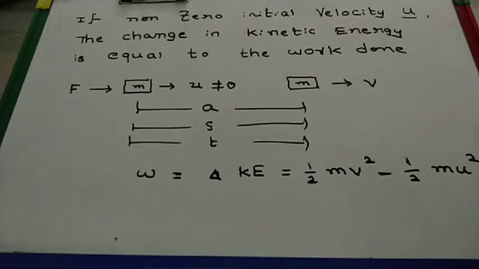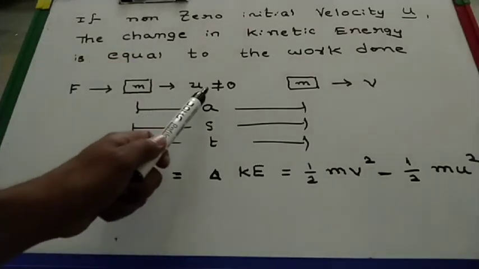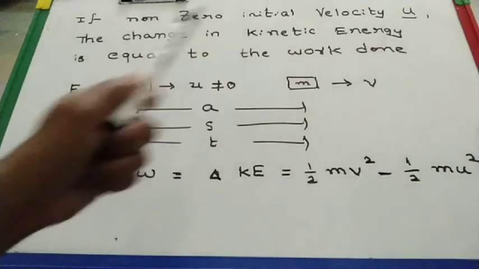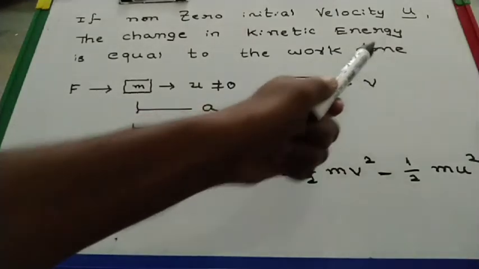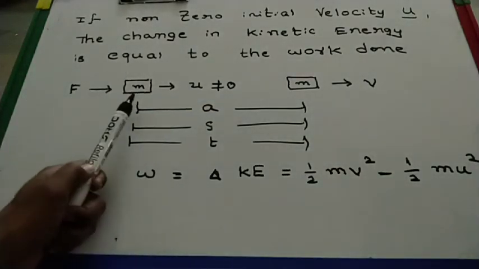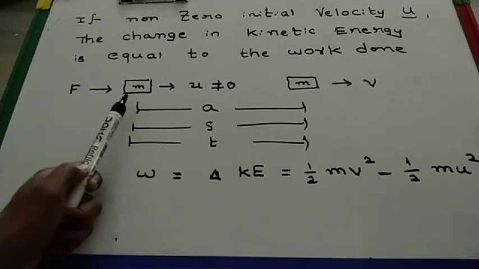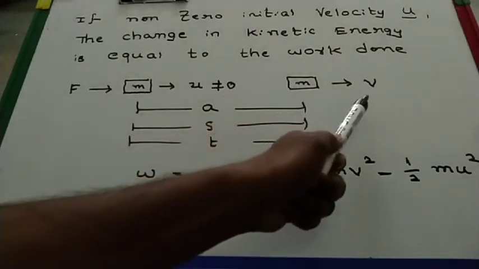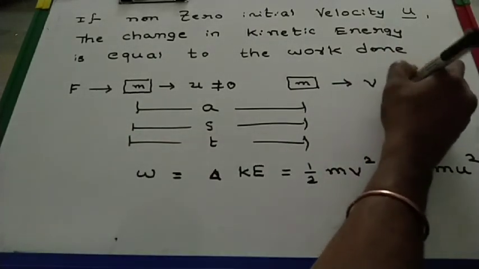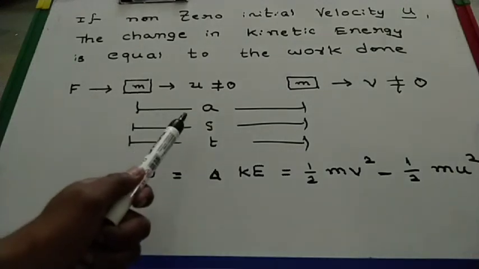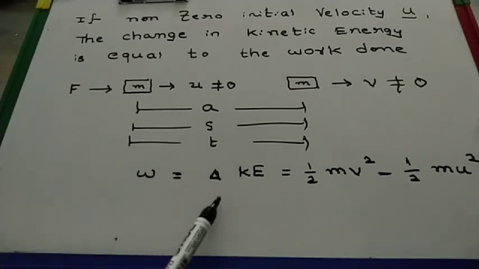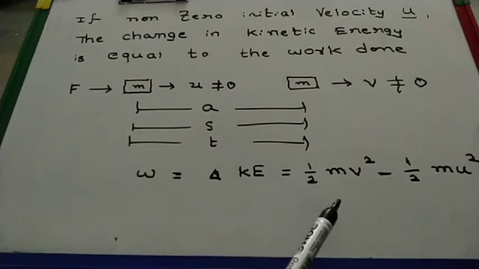Once again, cadets, I am repeating. If non-zero initial velocity u, the change in kinetic energy is equal to the work done. That means if we applied a force on a mass of a body, since we know that mass cannot be changed and initial velocity not equal to 0 and the body acquires a velocity v, which is also not equal to 0, the body acquires an acceleration a and a displacement s, and it took a time t. In this case, the work done is equal to delta KE, that is equal to 1 by 2 mv square minus 1 by 2 mu square.